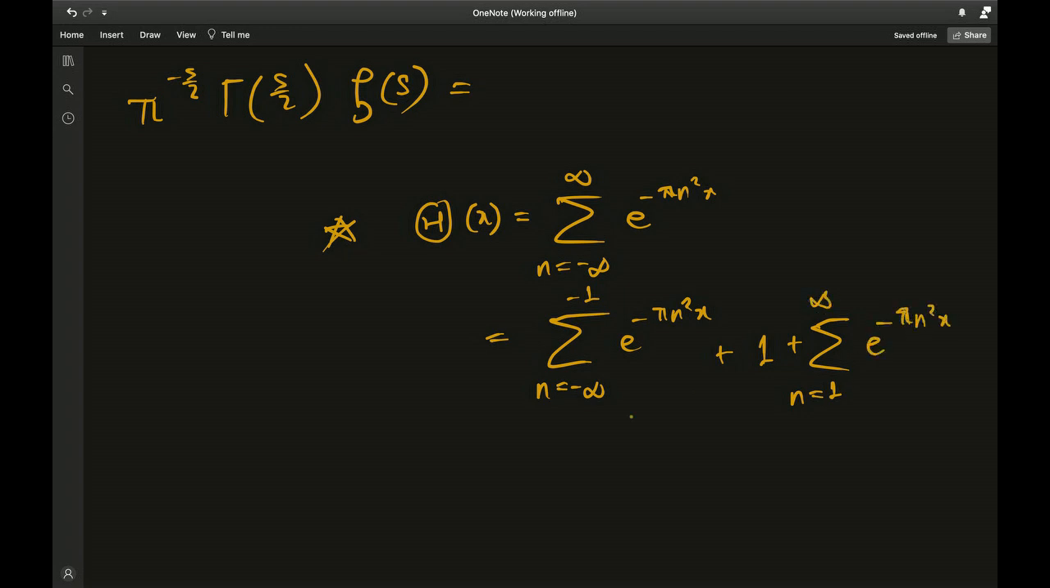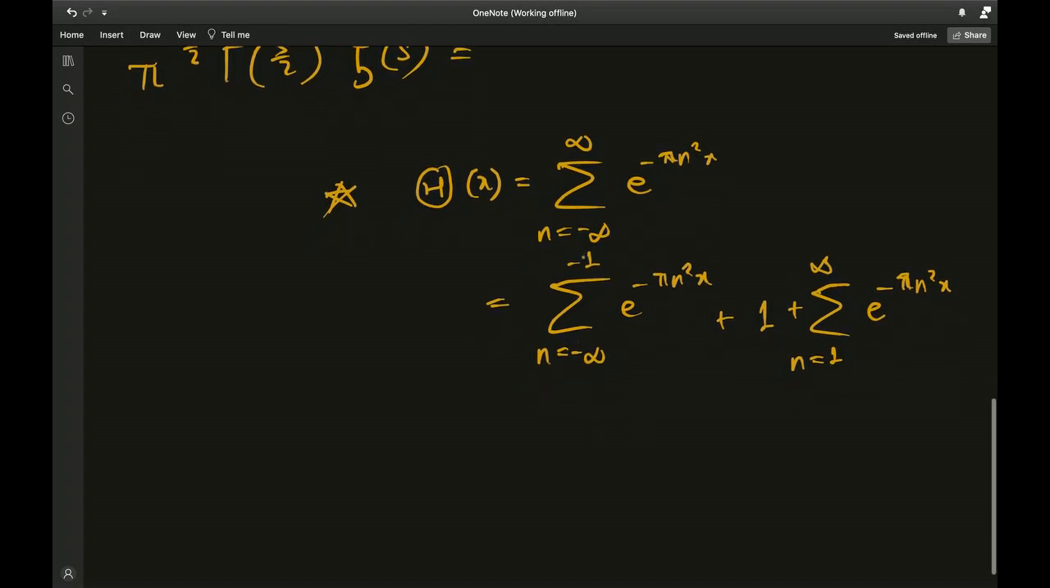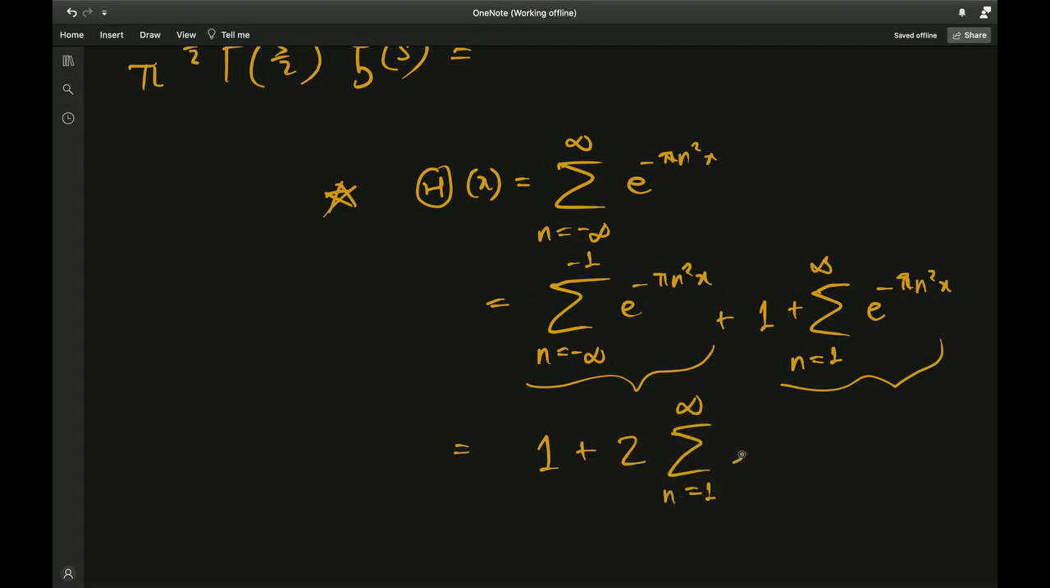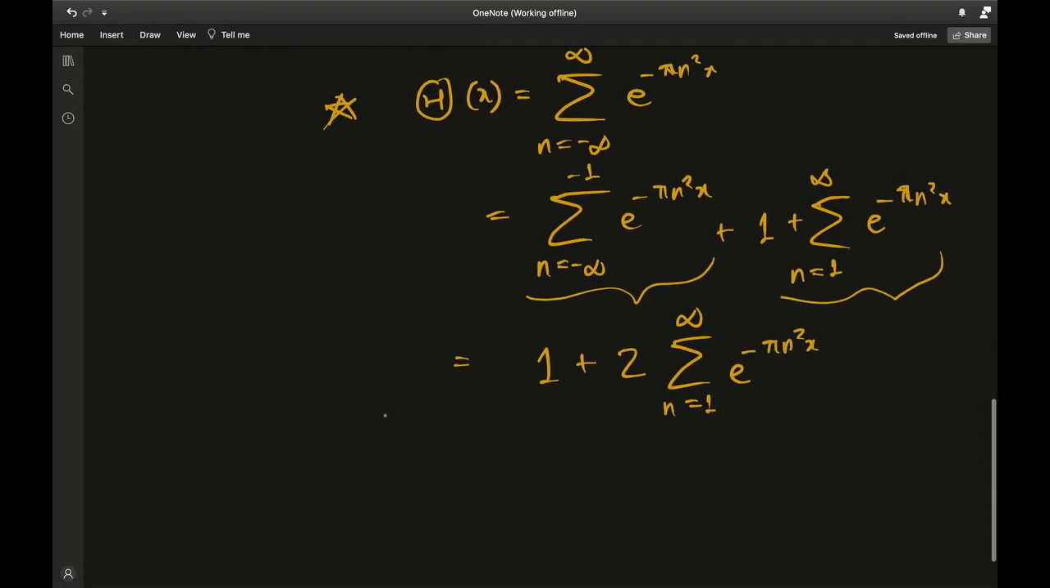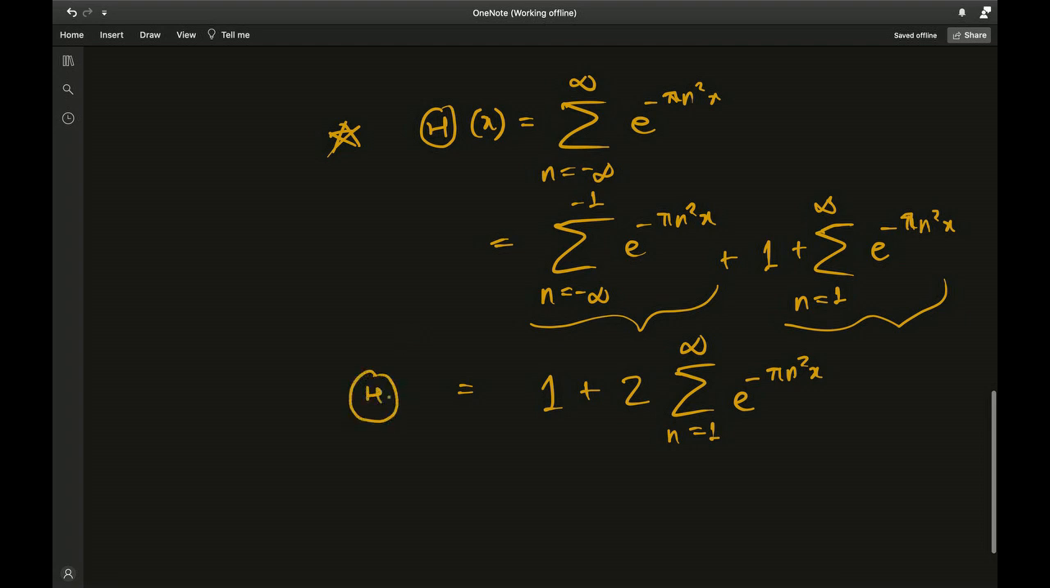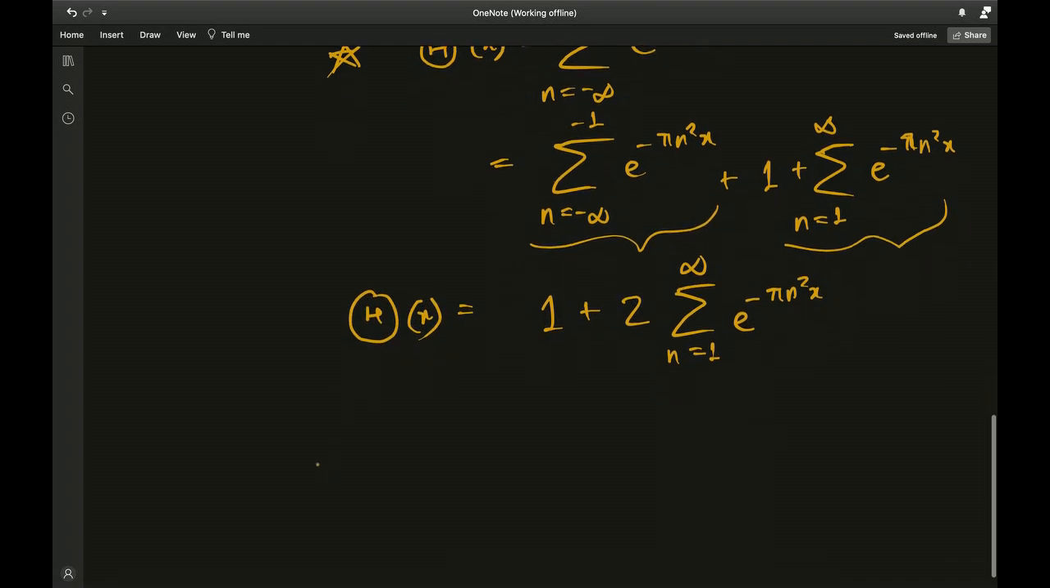All I've done is just split this from negative infinity to negative 1, then the 0 term, and then 1 to infinity. Now because we have an n squared, any negative stuff you put in will just get squared and will have a positive value. So that means this guy is actually same as this guy. So we can write this as 1 plus 2 times the sum from n equals 1 to infinity of e to the negative pi n squared x. And that's Jacobi theta of x.